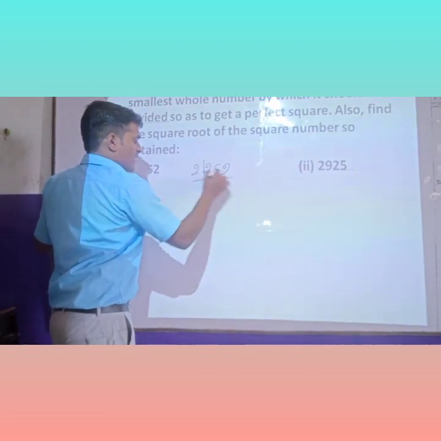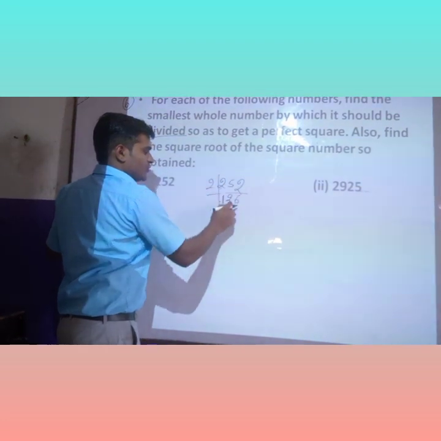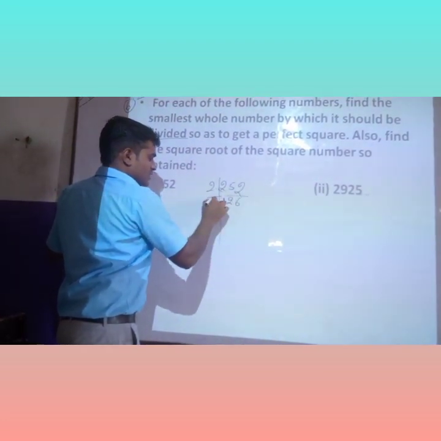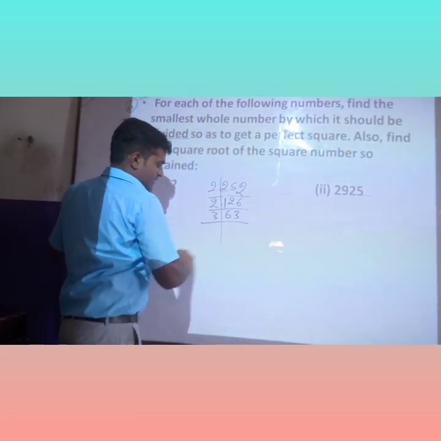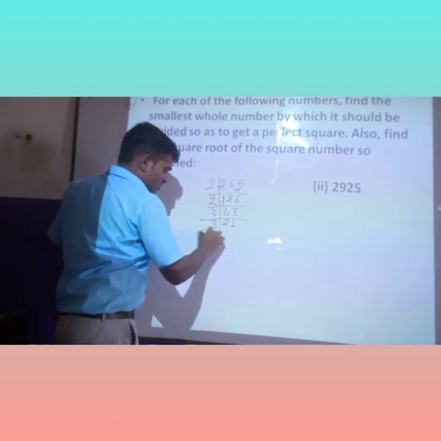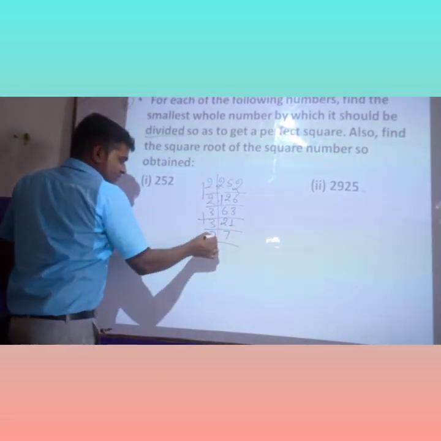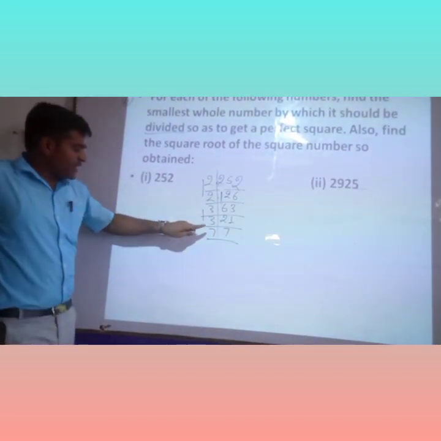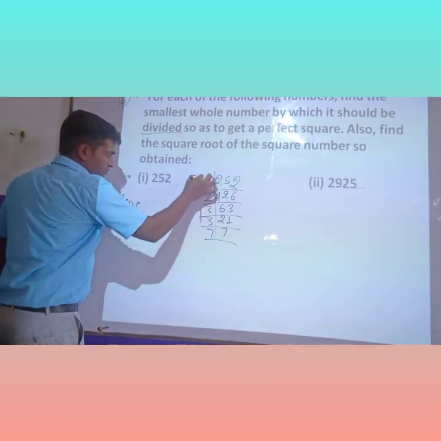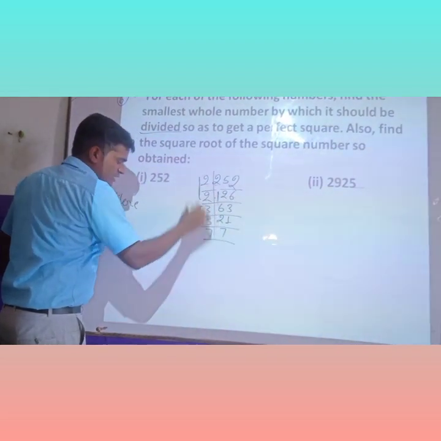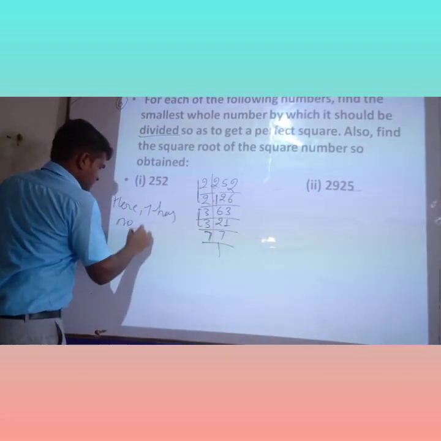It is divisible by 2. 2 ones are 2, 2 twos are 4, 2 sixes are 12. Now again it is divisible by 2, giving 63, which is divisible by 3, giving 21, and again by 3, giving 7. So children, here we have a factor 7. First we make pairs: 2 has a pair, 3 has a pair, but 7 has no pair.